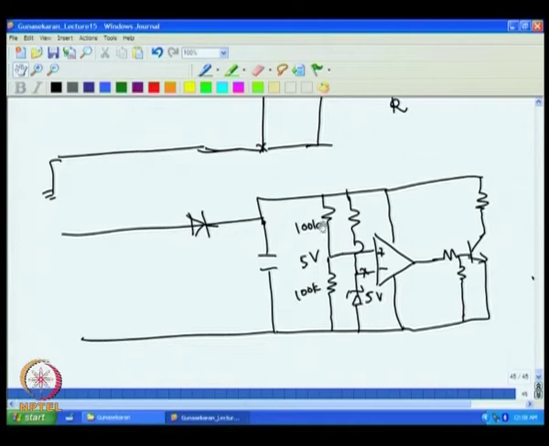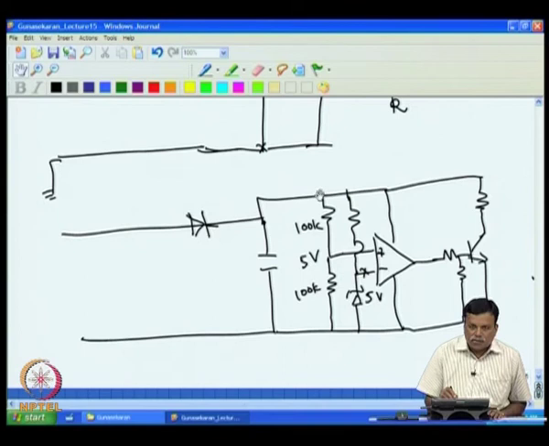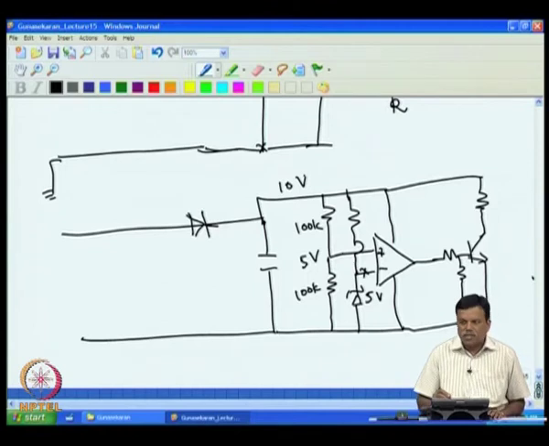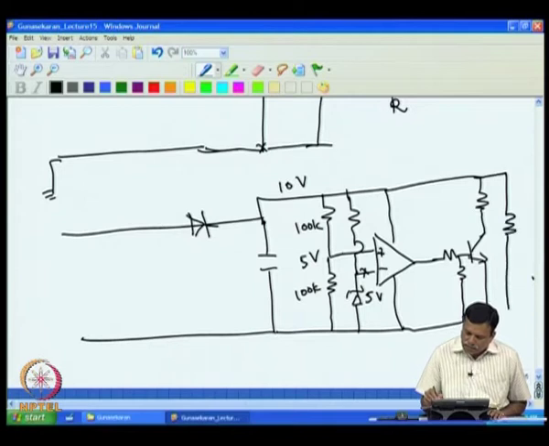So in fact, you can adjust this resistance to get whatever voltage that you want. But whatever may be the case, the voltage at this point will always be 10 volt. So by this process, we have now regulated the voltage to get 10 volt. Now we can add whatever load that we want here. So this is the actual load.